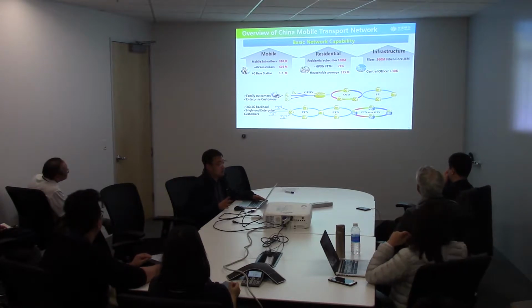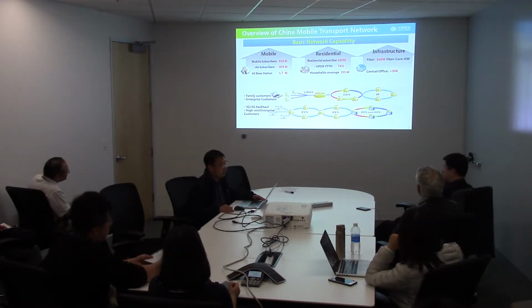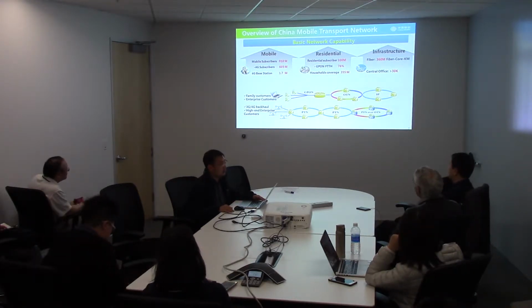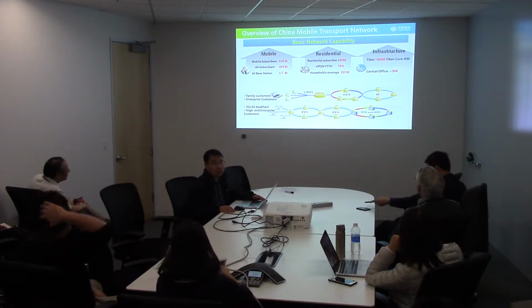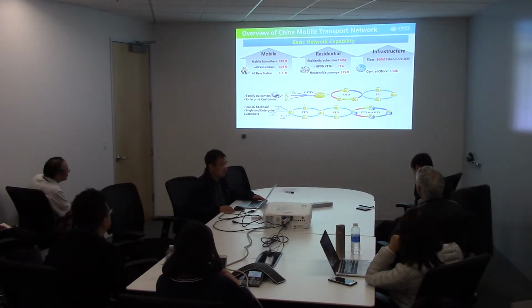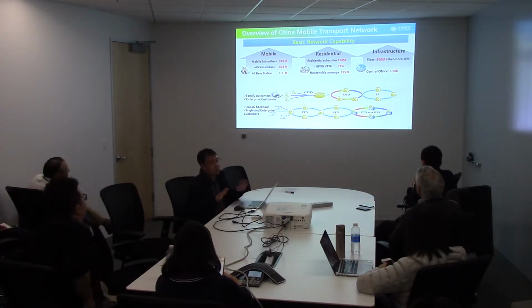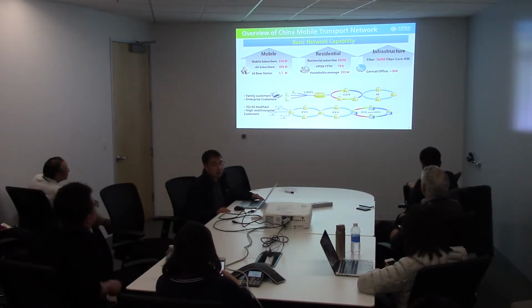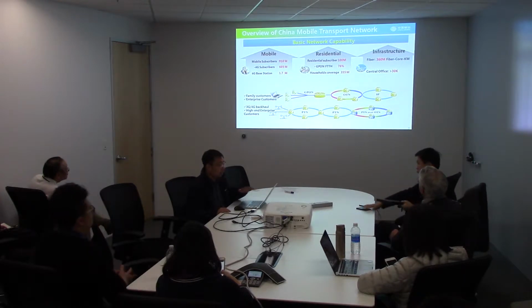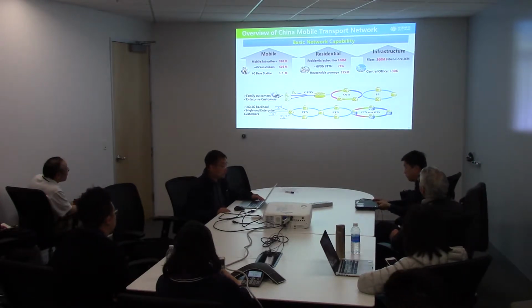Our infrastructure is also huge. We have 360 million fiber core kilometers. The central offices number more than 30K. So currently we are using 2 different networks to connect all these customers.